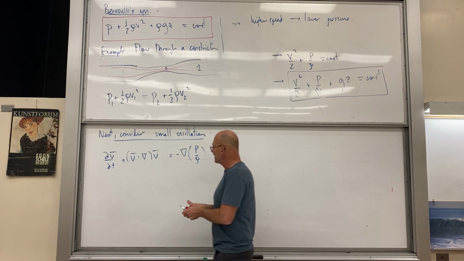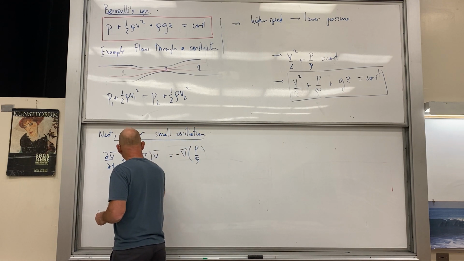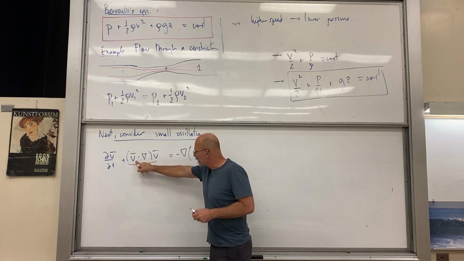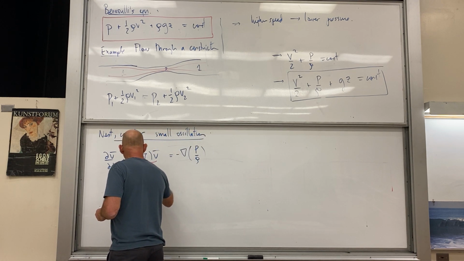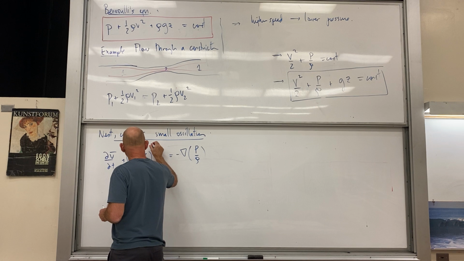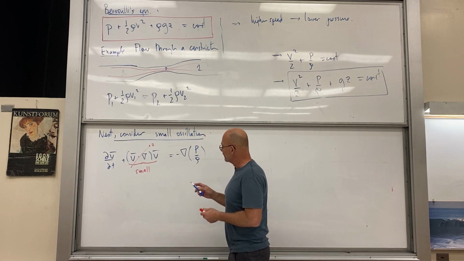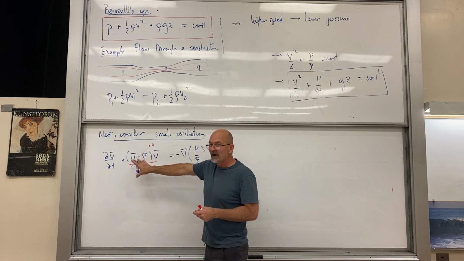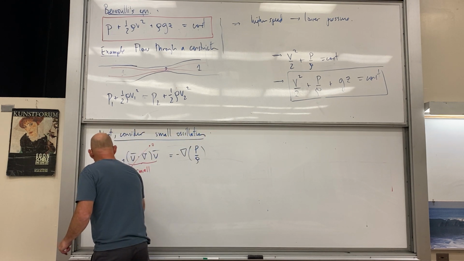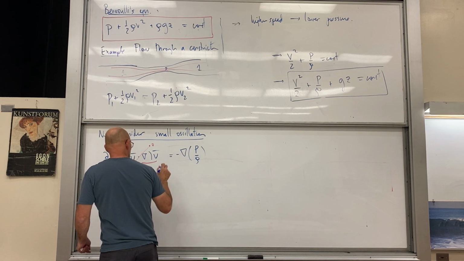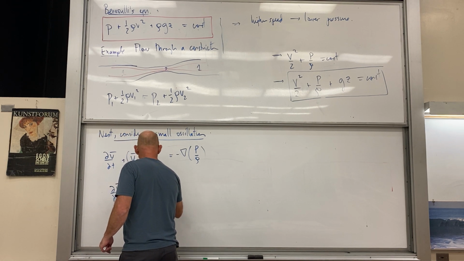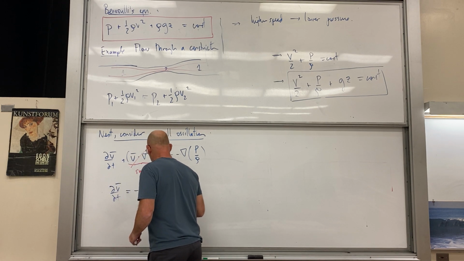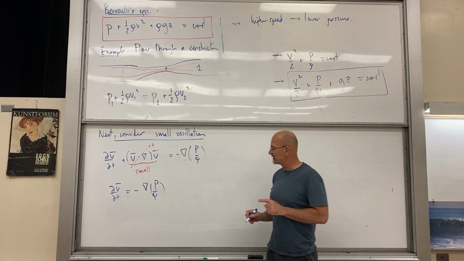But anyway, if we have small oscillations, this is a nonlinear term. It's nonlinear in v, and therefore very small, and we're just going to neglect it. So if we have small oscillations, we neglect the v squared because it's very small. Then we have dv/dt equals minus gradient p over rho. And then we're going to take the curl of both sides.